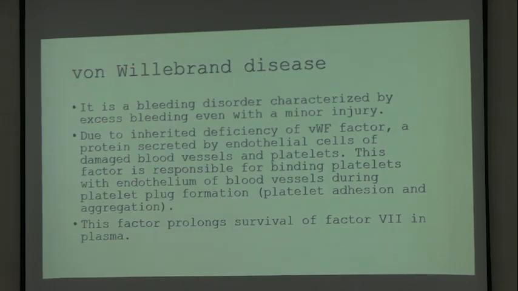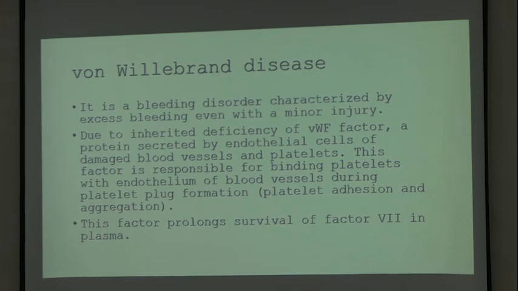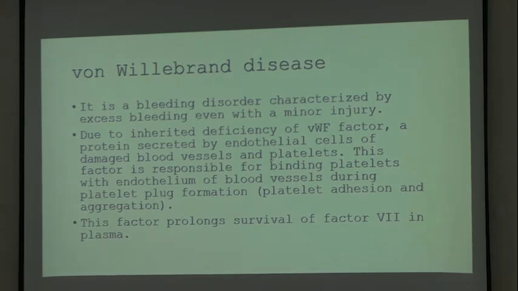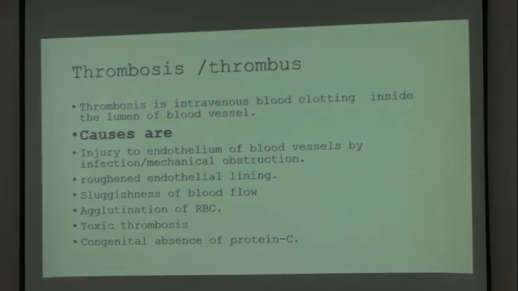So because of lack of binding site on the membrane of platelets, this is the cause. You have to mention the cause. So you have to know about this disease.